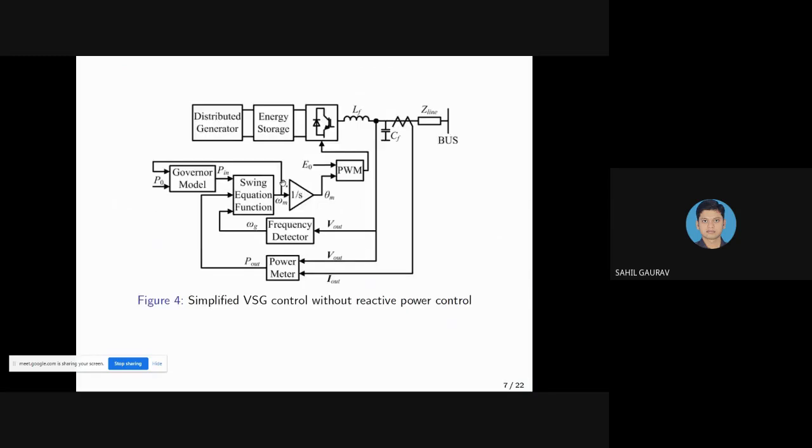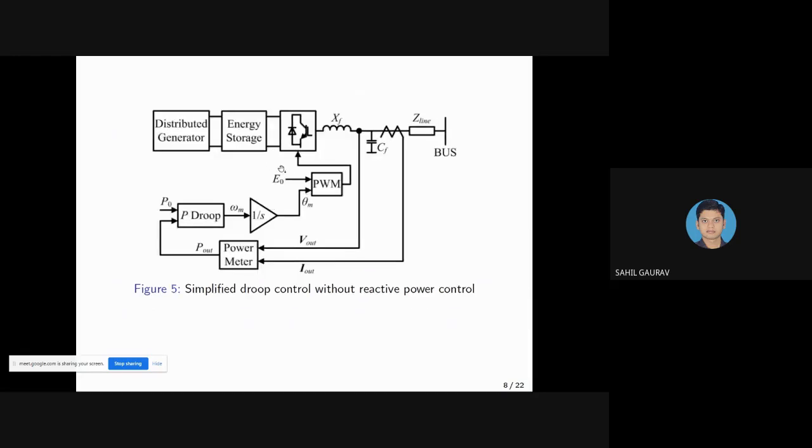So as to deactivate the reactive power control parts of both VSG control and droop control, the output voltage of the inverter E is fixed to the nominal voltage E naught, as shown in figure number 4 and figure number 5. Here you can see that the nominal voltage E naught is fixed. We can see that the nominal voltage is directly fed to the PWM block in both diagrams.